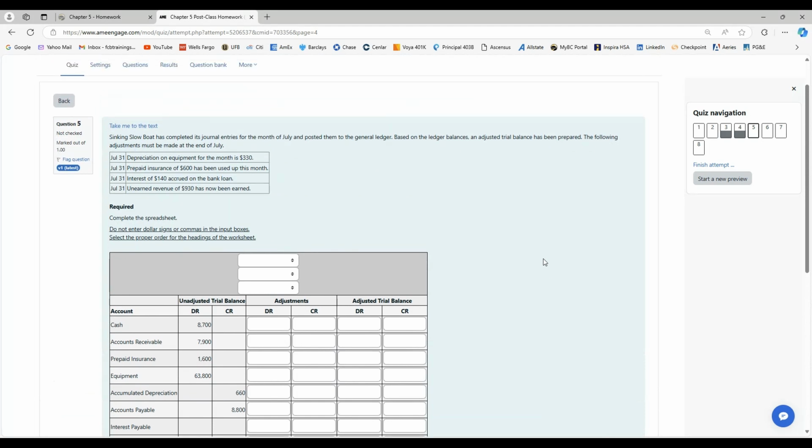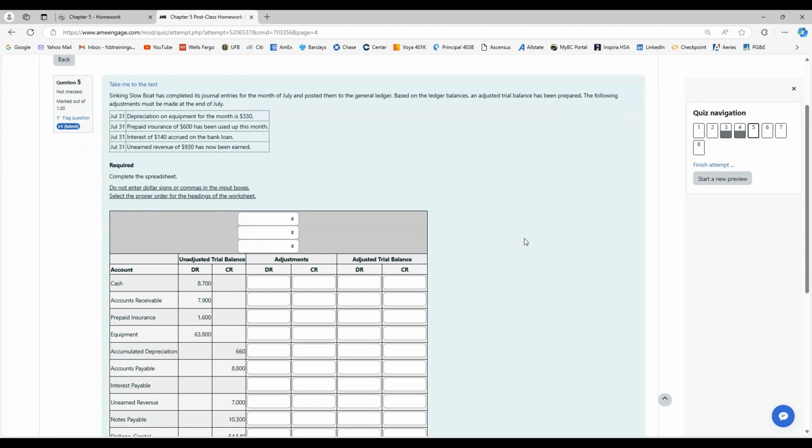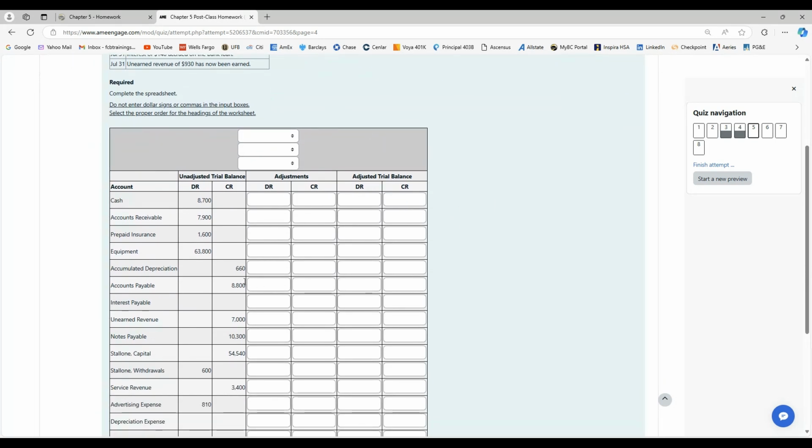Okay, so now we've got more calculations, I think. I'm just looking at these real quick. I mean, we've looked at quite a few. So this one doesn't have too many calculations. It tells you most of the information. So I'm not going to switch over to Excel for this one. We'll just go through it with the adjustments. So let's start. Depreciation on equipment for the month is 330. So it tells us what that is.